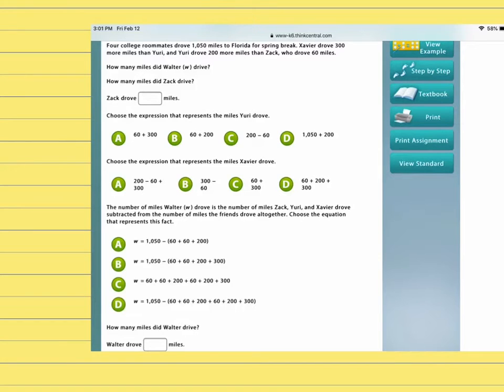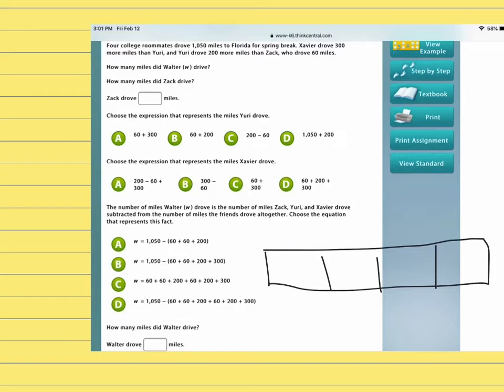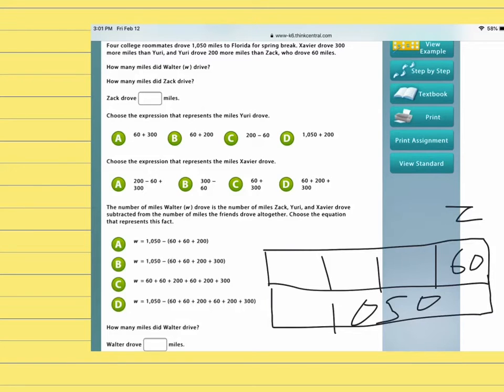So on my model, I'm going to draw a part-whole model. There's 4 people, so let's divide this bar into 4 spots, and we know the total is 1,050. What we have to do is go back and plug in the spots. We know that Zach drove 60 miles, so I'm going to put Z here, and I'm going to put 60 here. Now on this part, we're asked to find an expression that shows how much Yuri drove.